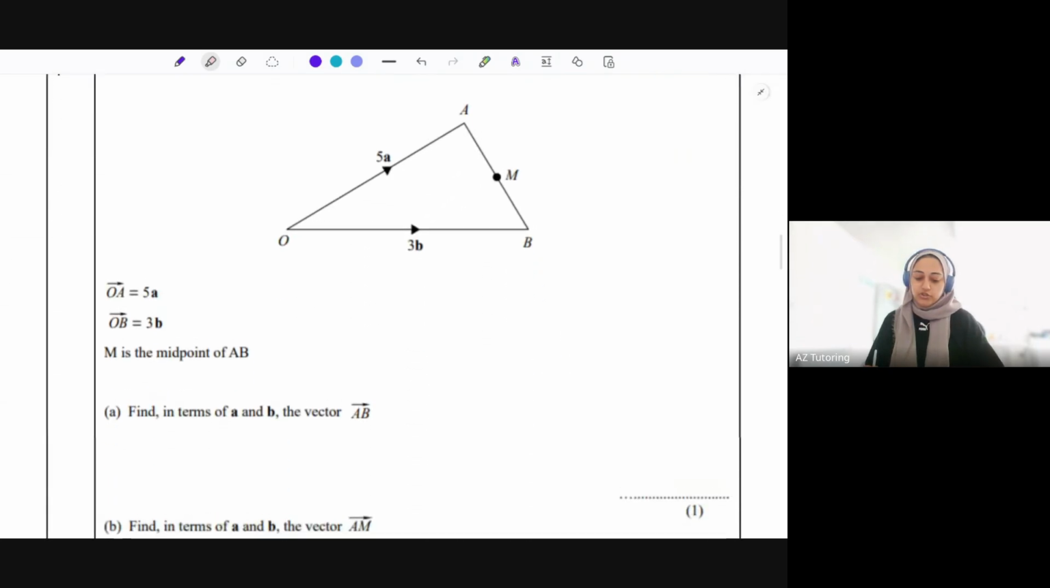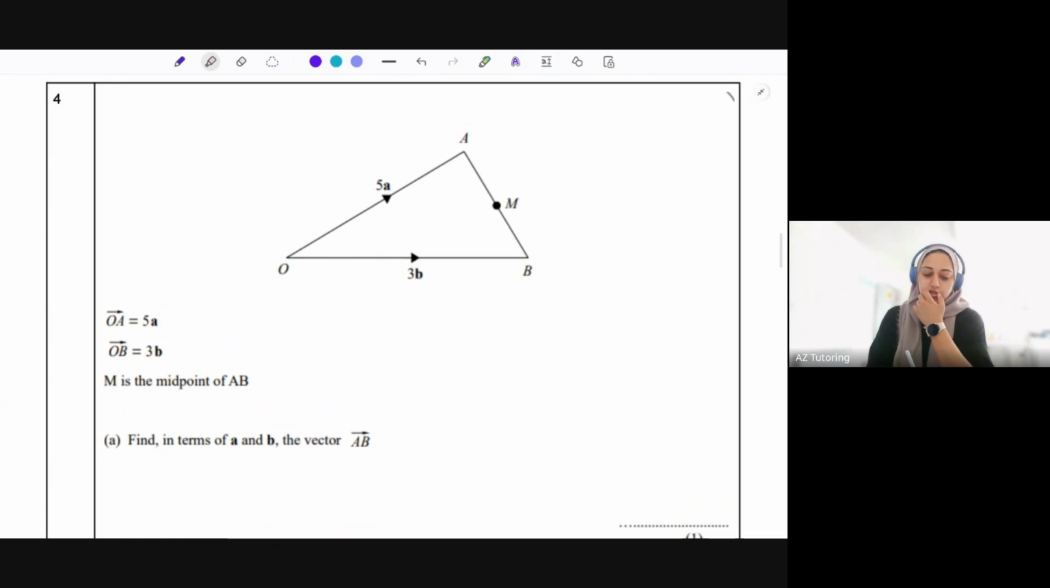Okay, moving on to question 4. We've got a triangle here. It's told us vector OA is 5A, which we can see here. It's told us OB is 3B. M is the midpoint of AB. So it says here M is the midpoint of AB.